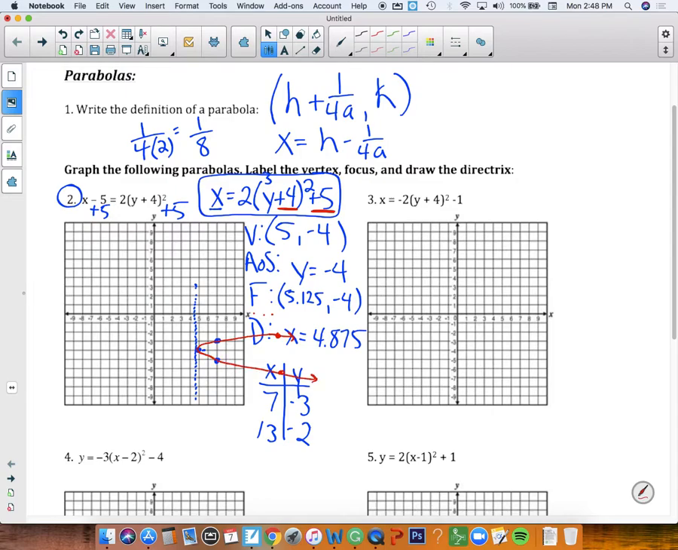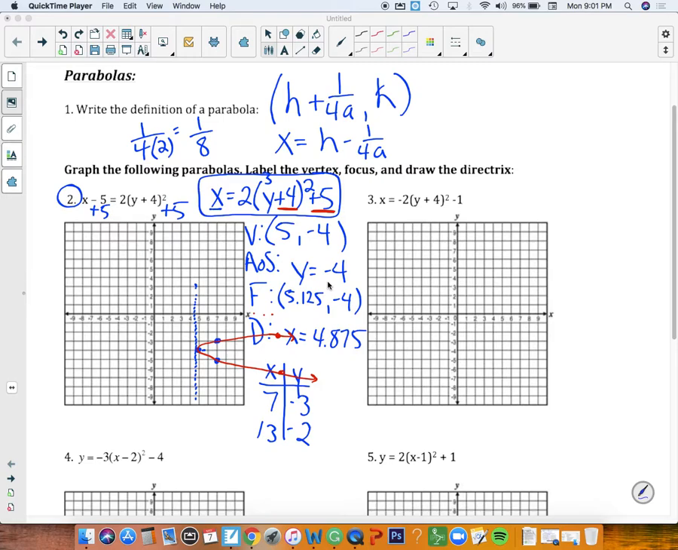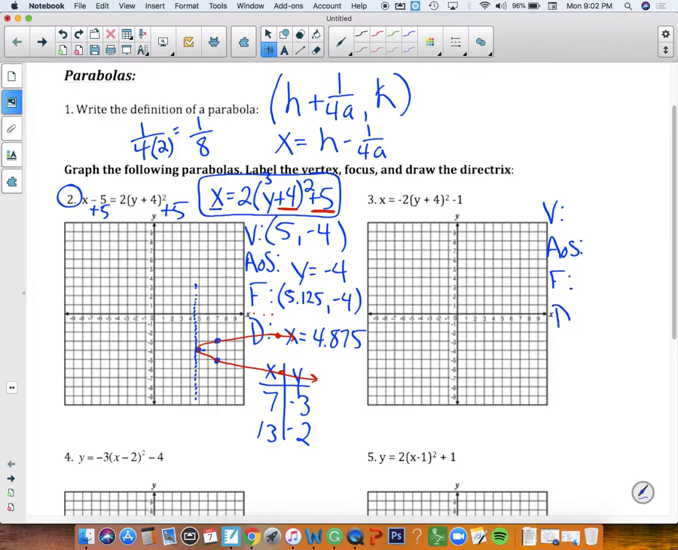All right? Okay, on to the second parabola here. This one is already written in vertex form for you, or standard form, whatever you want to call it, because it's an x equals. You're going to have an x equals or a y equals for a parabola. Okay, so we can identify all of our pieces here. We need vertex, axis of symmetry, focus, and directrix again.